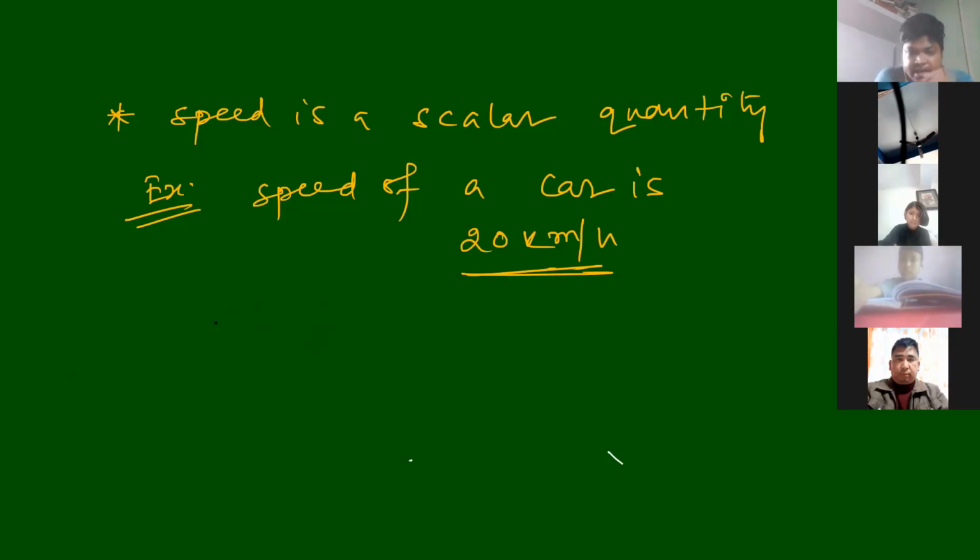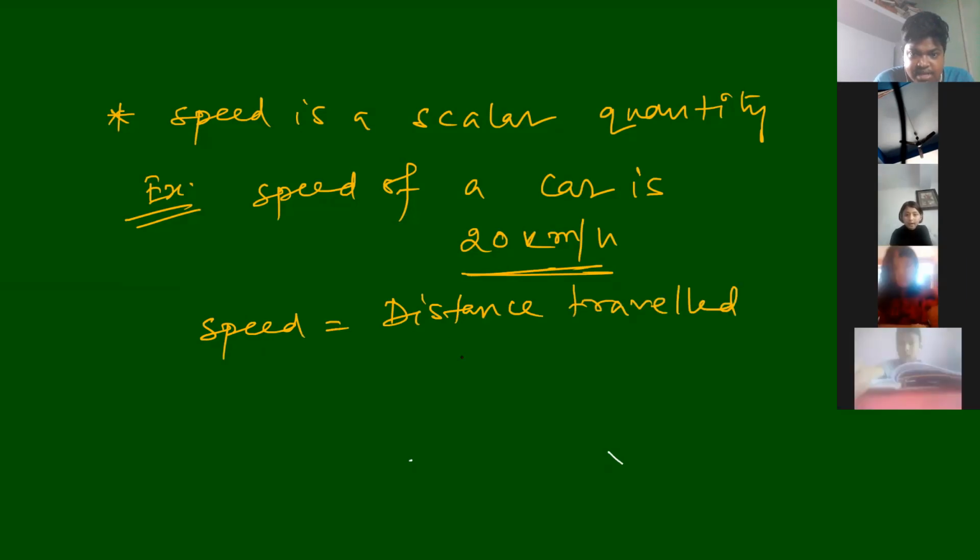The formula that I have written, speed equals distance traveled by time taken, can be simplified. I'm just writing down the formula again, okay? Speed is equal to distance traveled by the time taken.